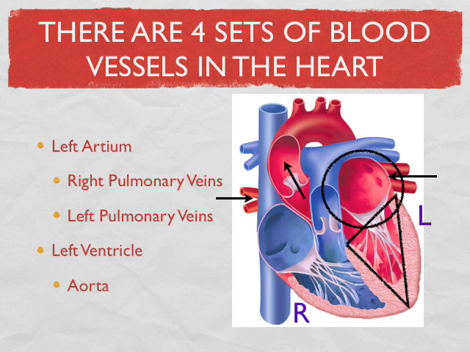So, your next question is, in your mind, if you're studying this, if you're learning this, can I name the 4 sets of blood vessels? Can I name all the veins associated with the right side? Can I name all the arteries associated with the right side? Can I name all the veins associated with the left side? Can I name all the arteries associated with the left side? Can I name the 4 chambers? Can I name the 4 sets of blood vessels?